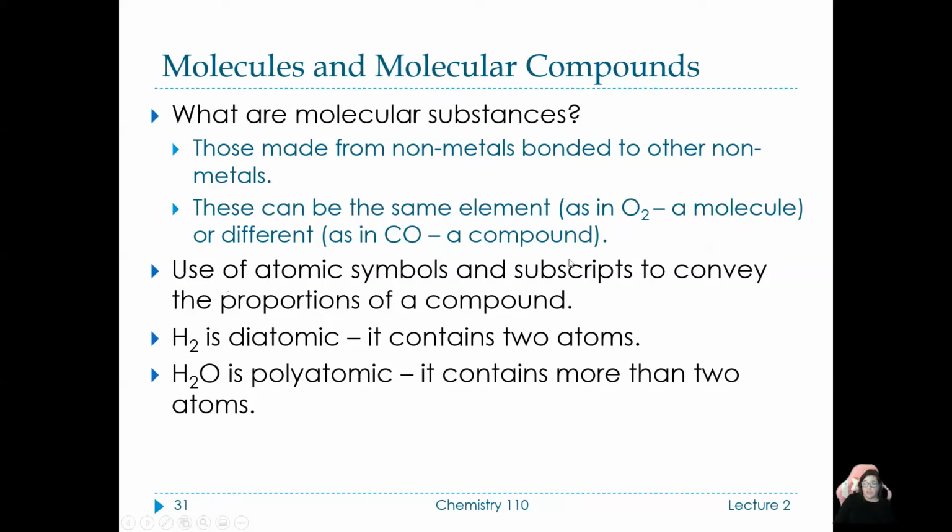Use of atomic symbols and subscripts to convey the proportions of a compound. What does that mean? Well, H2 is 2 hydrogens. So H is the atomic symbol. The subscript determines how many of them you have. H2 is diatomic. It contains 2 atoms. H2O is polyatomic. It's a molecular compound also, and it contains more than 2 atoms. So anything that's more than 2 is polyatomic. Anything that's 2 only is diatomic. And again, anything that's the same is considered a molecule, and anything that is different is considered a compound. All right?